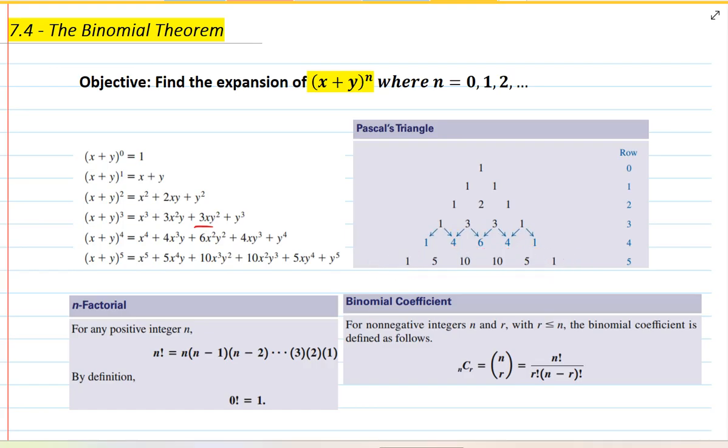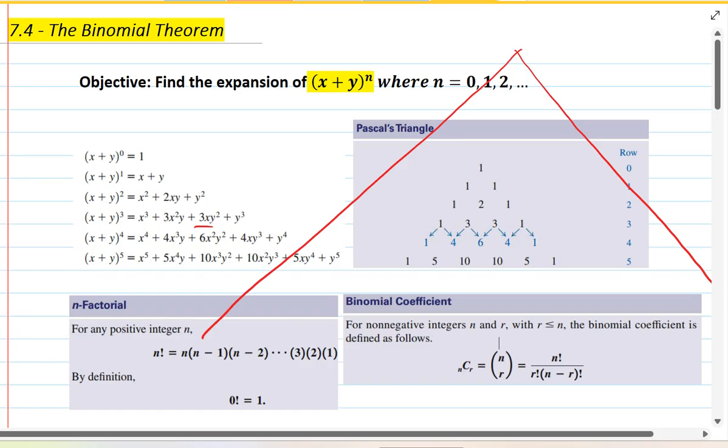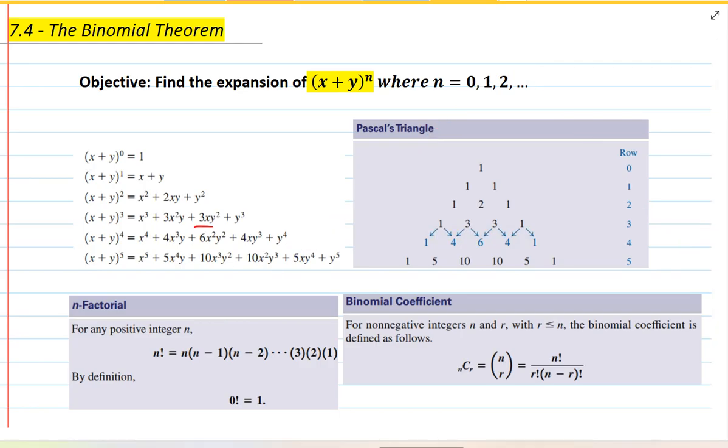Now, of course, you can see Pascal's triangle has limitations. For instance, imagine if you want to do x plus y to the 50th power. So I'm going to have a whole huge Pascal's triangle that surpasses the page length, right? So this is nice and cool and everything, but it's not practical for higher powers.